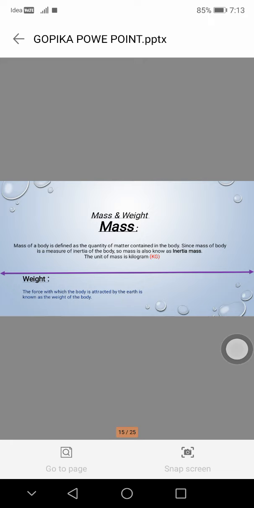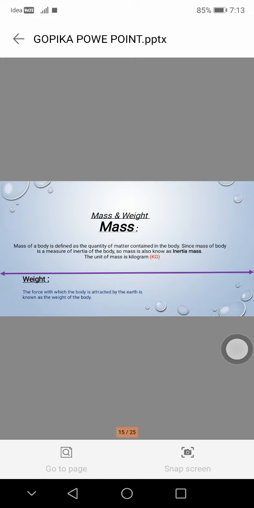A very important question which comes in all the exams: mass and weight. You may think you generally know mass and weight, but it is very important. Mass of a body is defined as the quantity of matter contained in the body. Mass of a body is a measure of the inertia of the body, so mass is also known as inertial mass. The unit of mass is the kilogram, which is written as kg.